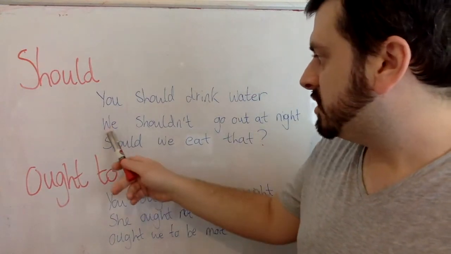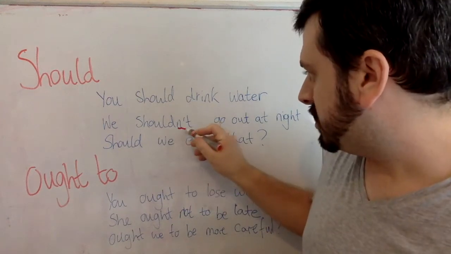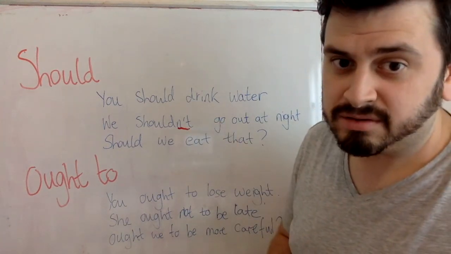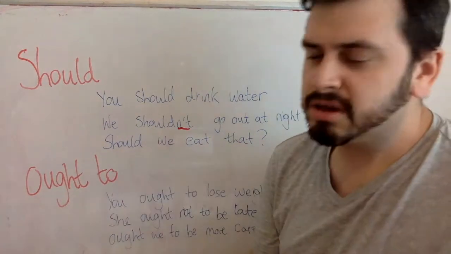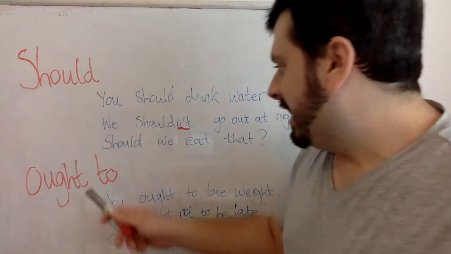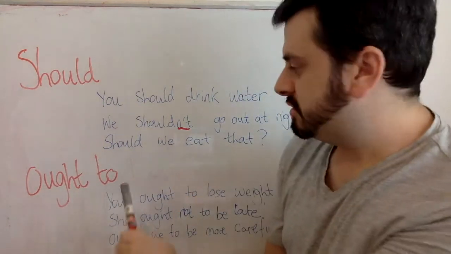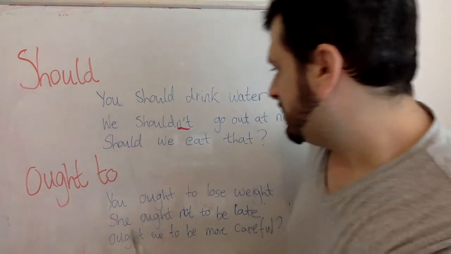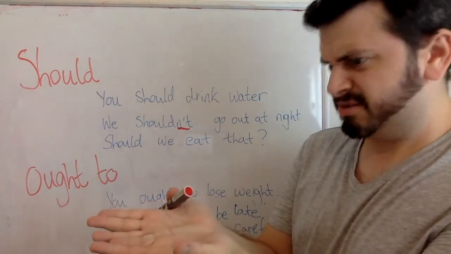The next one, we shouldn't go out at night. And you notice here the negative not is just added onto the end. We shouldn't go out at night because it's too dark. Maybe someone will rob you. And in the interrogative form, when we want to ask it as a question, should can be a question word, and we can say, should we eat that? Like if you see some bugs on the plate, should we eat that?